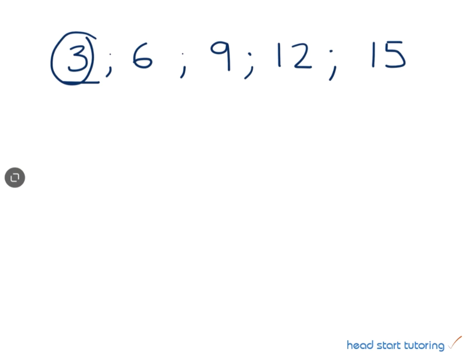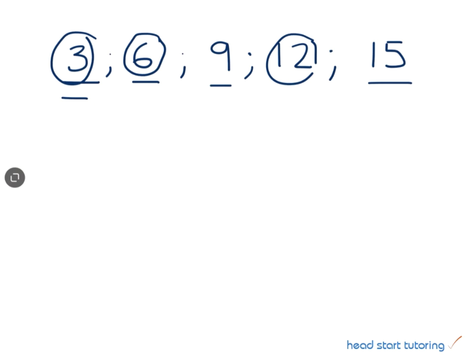These particular numbers are not all multiples of 6 because not all these numbers appear in the 6 times table. The only multiples of 6 that are written down here would be 6 because 6 times 1 is 6, and 12 because 6 times 2 is 12. 3 does not appear in the 6 times table, 9 does not appear in the 6 times table, and 15 does not appear in the 6 times table.